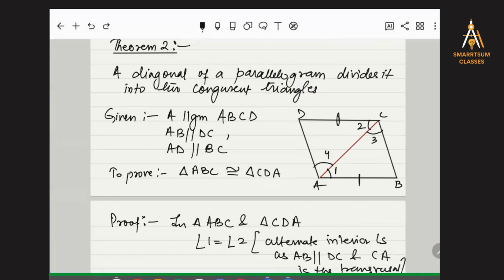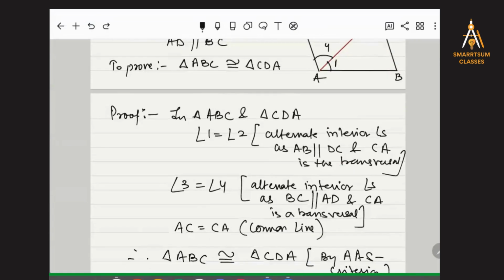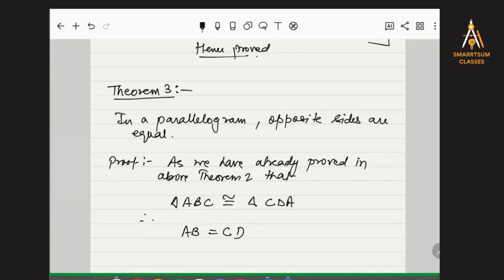Okay, so opposite sides are parallel, right? So write down and BC is equal to AD by CPCT, meaning corresponding parts of congruent triangles, right? So once we have proved that the triangles are congruent, we can easily say that sides will also be equal, right? Okay. So this is your theorem number 3, right? Next theorem.